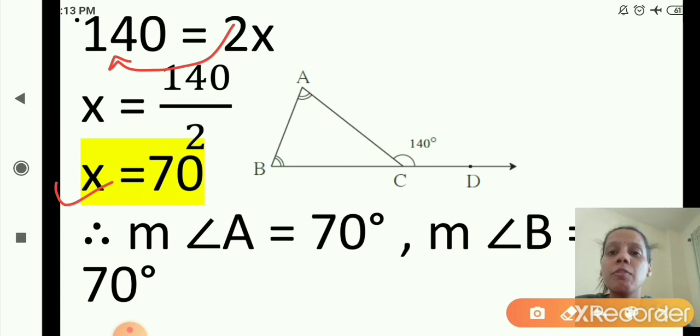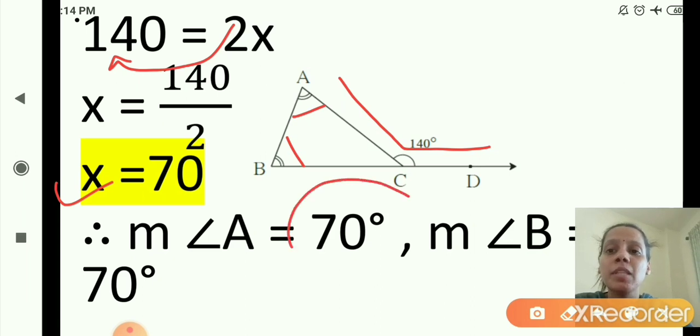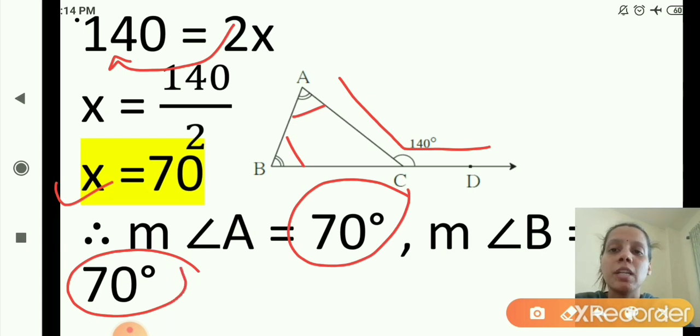If you want to check, the measure of angle ACD is 140, which is equal to the sum of its remote interior angles. Which are the remote interior angles? Measure of angle A and measure of angle B. What is the measure of angle A? 70 degrees. What is the measure of angle B? 70 degrees. So 70 degrees plus 70 degrees is equal to, correct, 140 degrees, which is equal to the measure of the exterior angle, that is angle ACD.